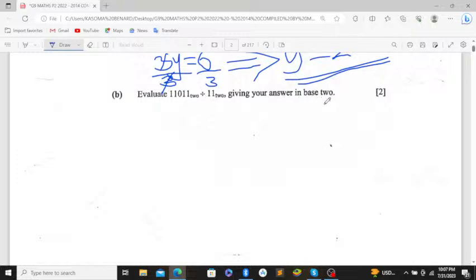Okay, so to solve this question, what you need to do first is convert these numbers that are in base 2 into base 10. Then you divide. After you divide, you go back into base 2, convert the number from base 10 again.